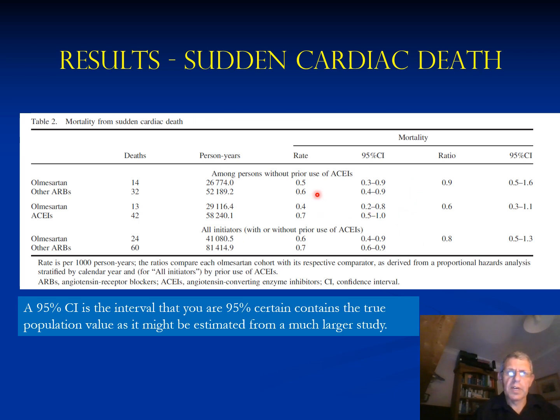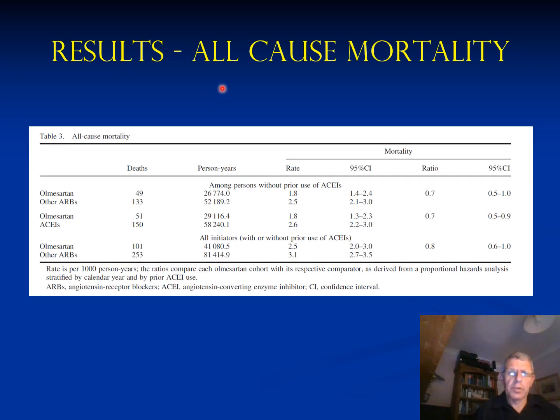We can see that the death rates are fairly similar, the ratios are fairly similar, and in all cases, the 95% interval crosses 1. Remember that the 95% confidence interval is the interval that you're 95% sure contains the true population value, as it might be estimated from a larger study. So what we're saying is that in the population, it could be that olmesartan users have a slightly higher death rate, or it could be that they have a slightly lower death rate. The actual ratio is 0.9, which is slightly under 1. There's certainly nothing to indicate a higher risk of mortality, and that's true of all the comparisons in this table. So now we're looking at all-cause mortality, and we see a similar pattern.